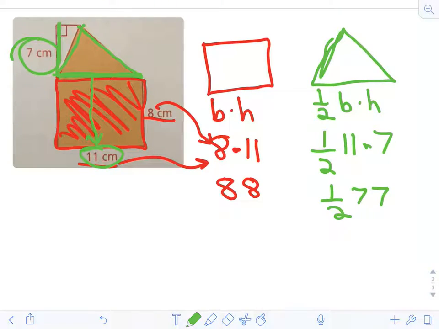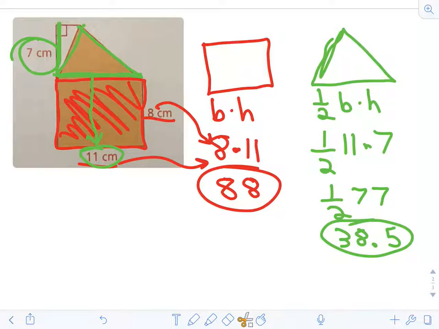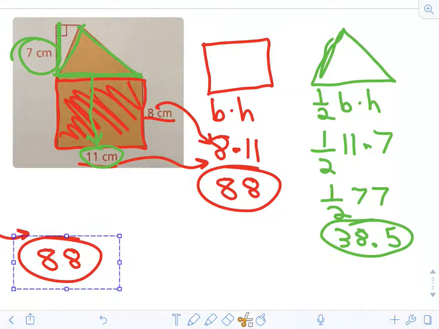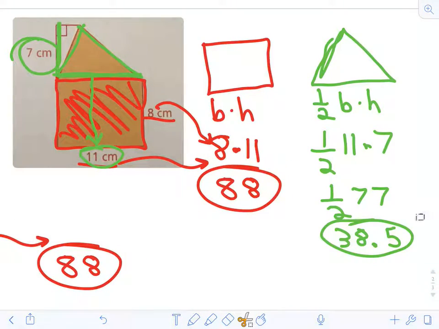1/2 of 77, and if you do some math, you'll learn that 1/2 of 77 is 38.5. 38.5 is the area of my triangle. 88 is the area of my rectangle. All I've got to do now is copy and paste.